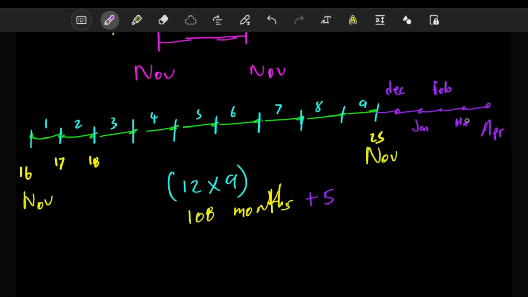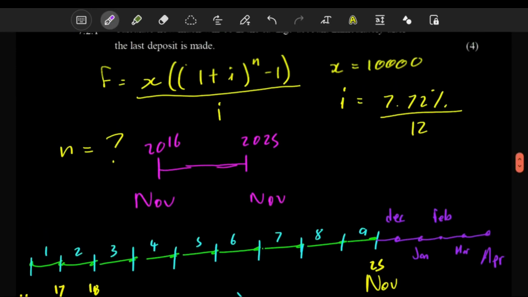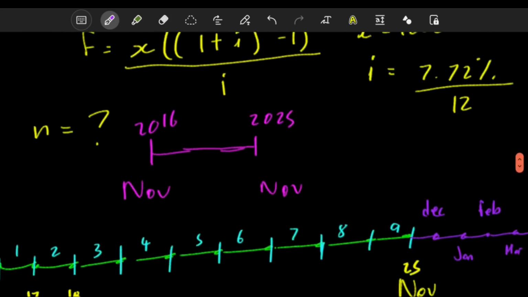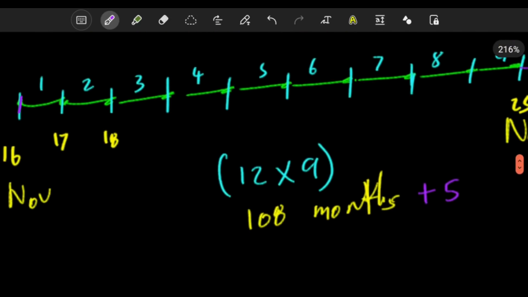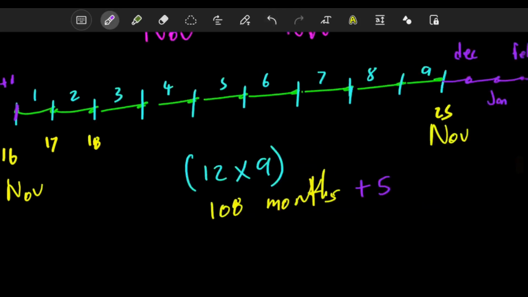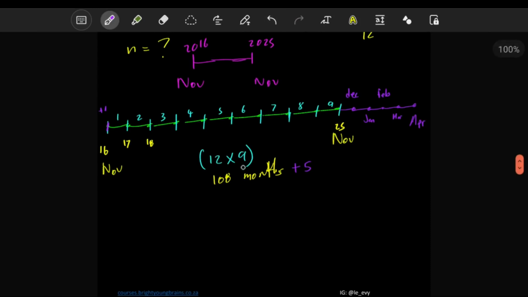These 5 that we have added at the end here, you have to be careful, in the sense that in the beginning here, there's a payment that was made on the 1st of November. So there's one payment on the 1st of November over here. And then there is your 12 times your 9 payments, and then the 5 at the end of the investment period, which is inside 2026.